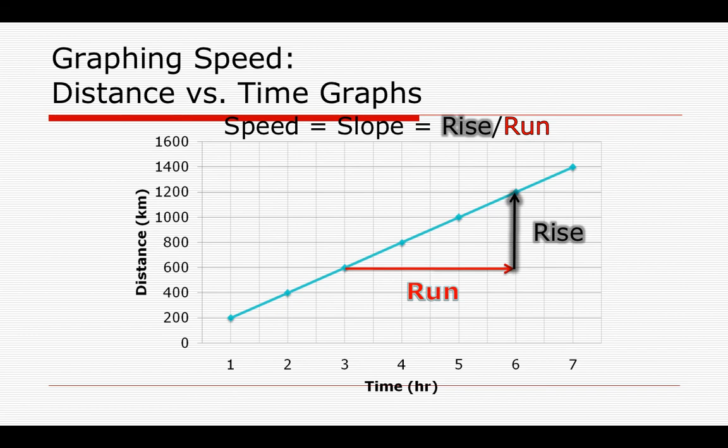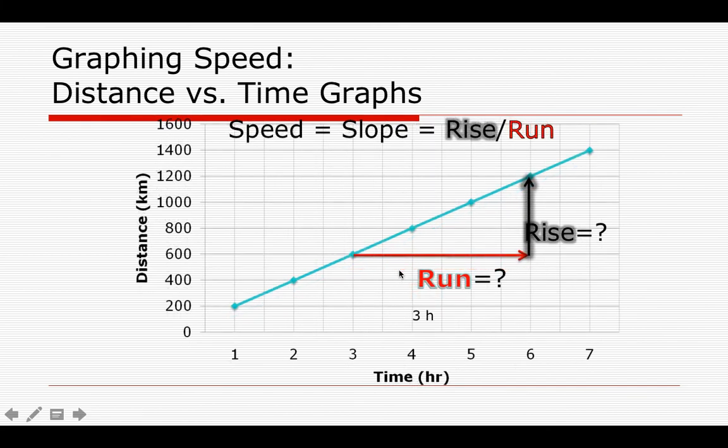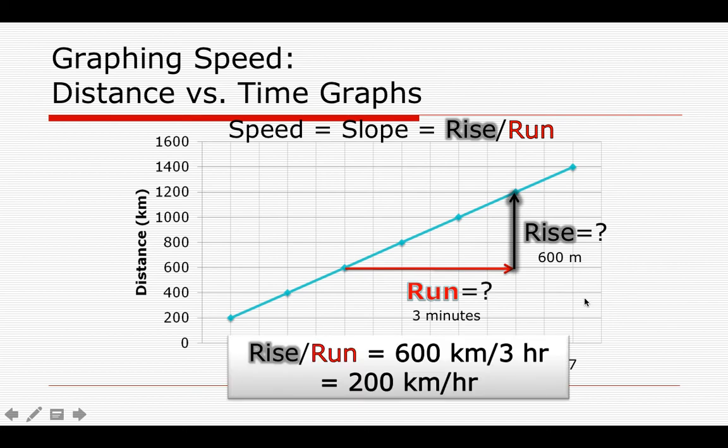So let's see what the rise is. Let us say we have 600 and this is going to be 1200. So 1200 minus 600 is 600. And then we have the run, which is, let's say, from 3 hours to 6 hours, so the run is 3 hours. When we calculate the rise over run, we get 600 over 3, which is 200 kilometers per hour. So you see, the slope of the distance time graph actually gives you the speed.